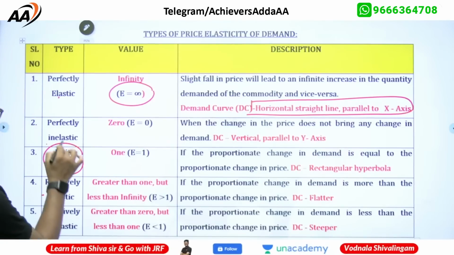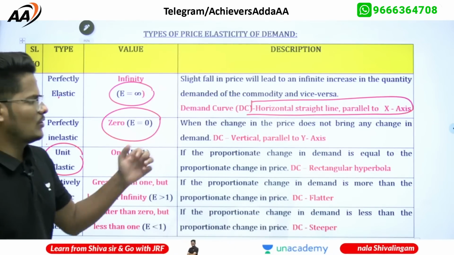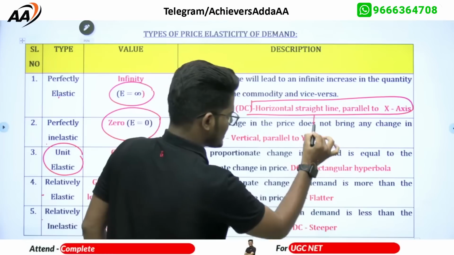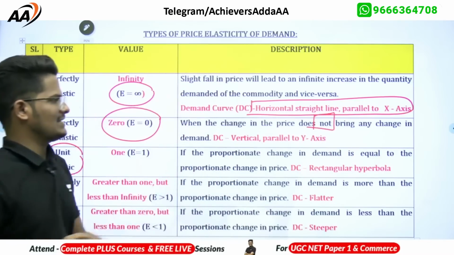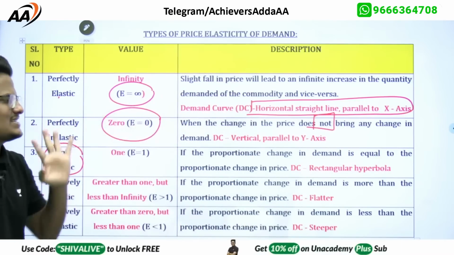Next, perfectly inelastic is the situation where elasticity is zero. Perfectly inelastic means zero: a change in price does not bring any change in the demand.